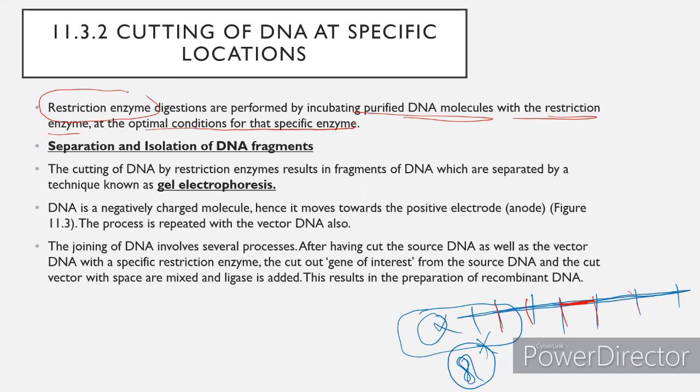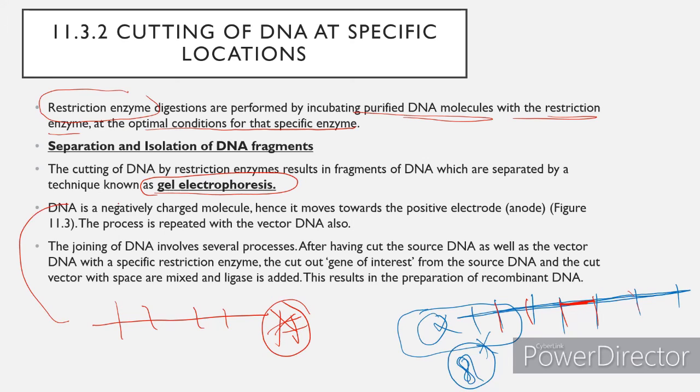Now, separation and isolation of DNA fragments. The cutting of DNA by restriction enzyme results in fragments of DNA which are separated by a technique known as gel electrophoresis. Now we have taken the DNA and we have cut it at specific locations, and now they're all assembled together. They're all the fragments of DNA. We need to separate them with the help of a technique referred to as gel electrophoresis.